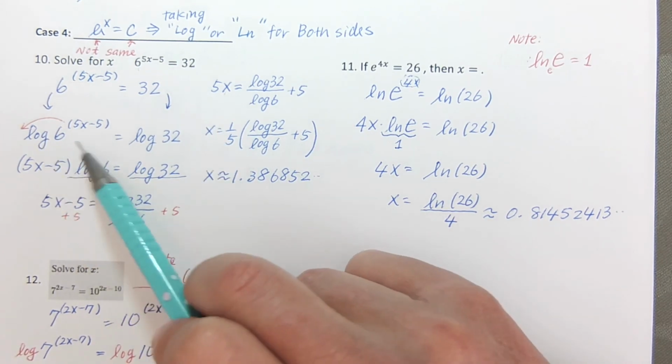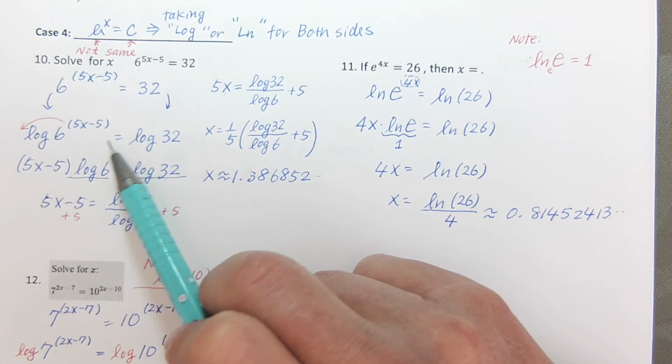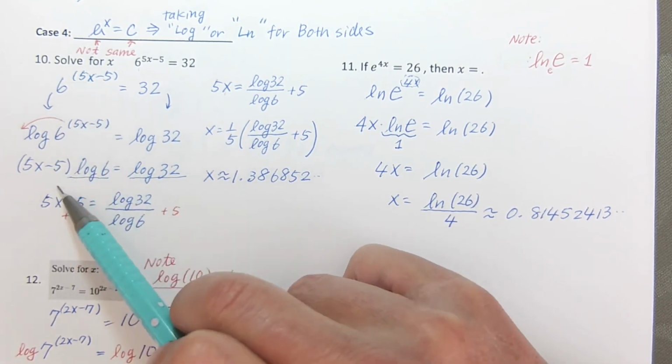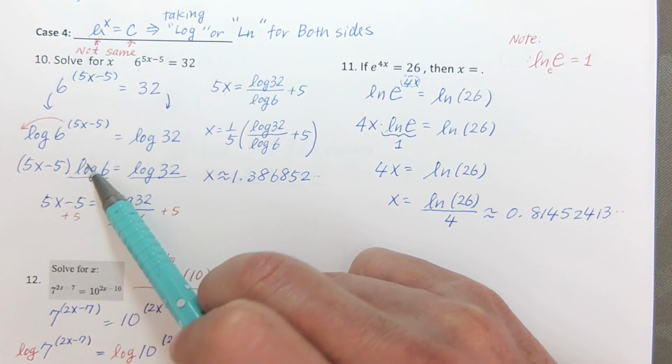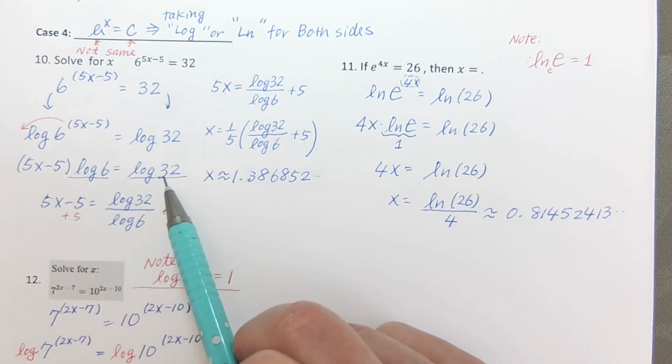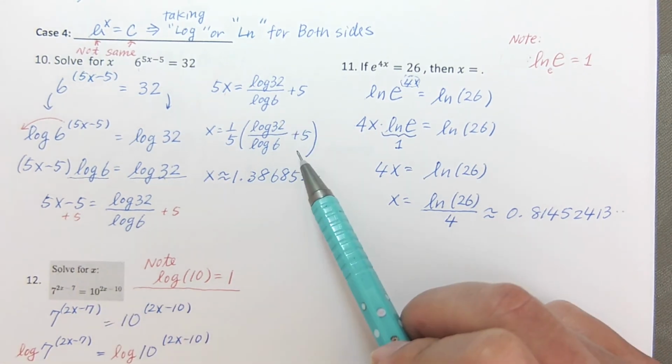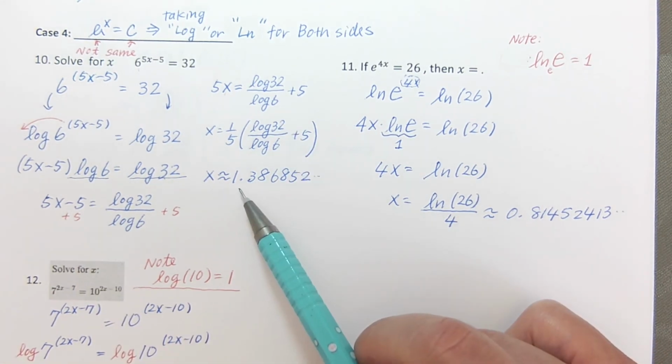So I'm going to go ahead and take the log of both sides. In this case, I chose the common log, base 10, meaning. And what that does is that's going to take what's in the exponent and bring it down in front. Now it's multiply. Divide both sides by log of 6. Then we add 5 and divide by 5. And here's my decimal approximation.